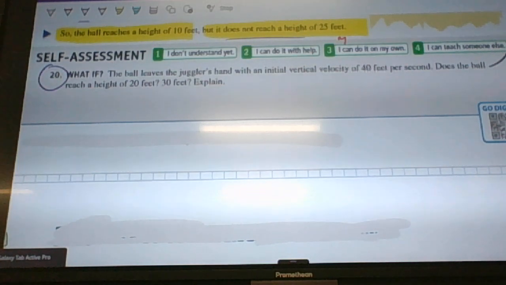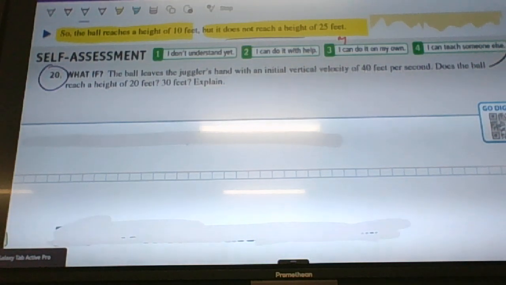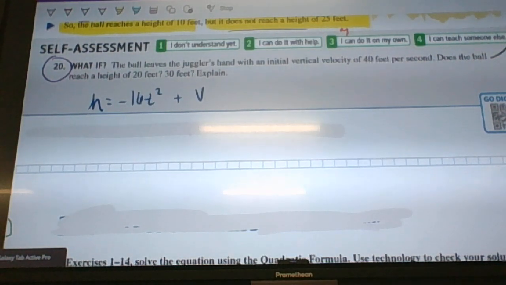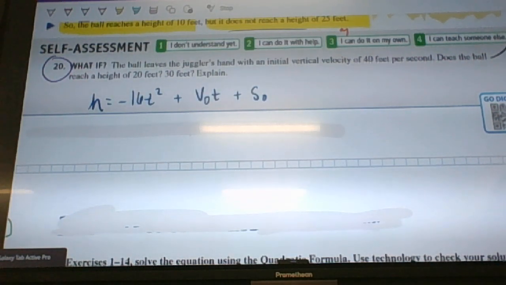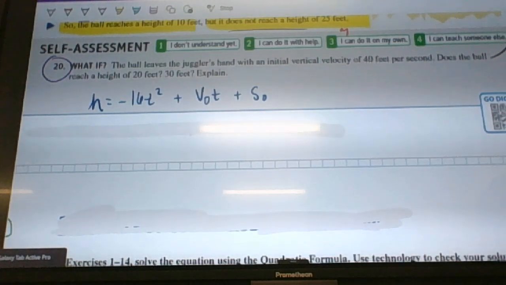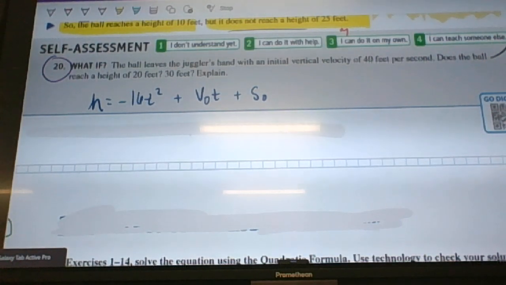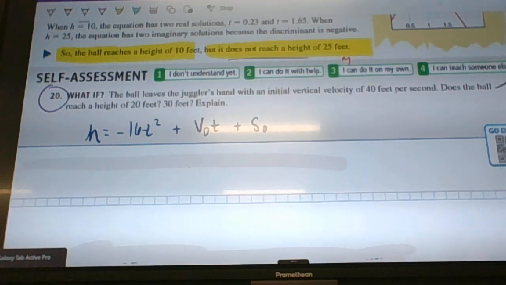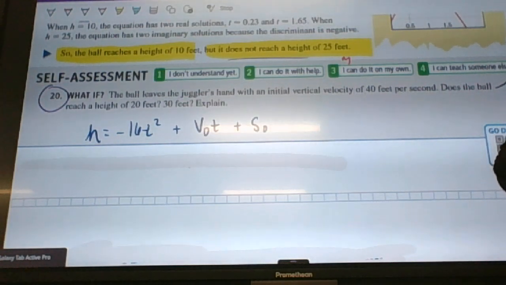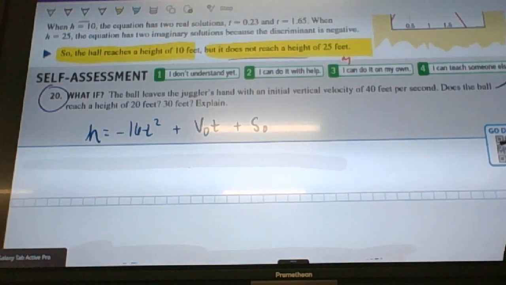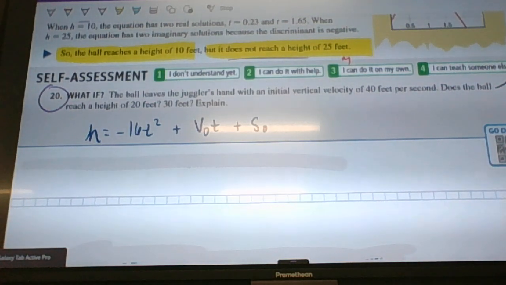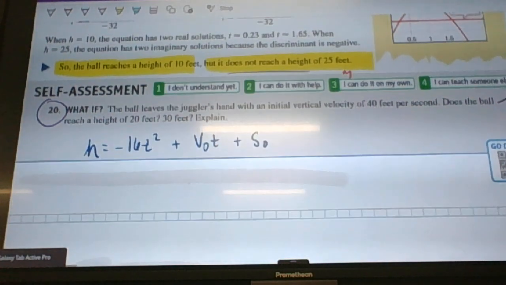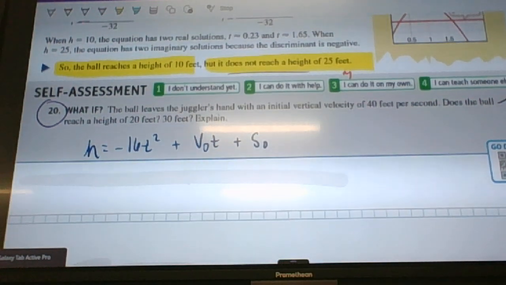All right. So on the test, I will give you this. H equals negative 16 t squared plus v sub 0 t plus s sub 0, and I will expect you to solve this. It's actually velocity times 0 times time. The S sub 0 is the initial height.